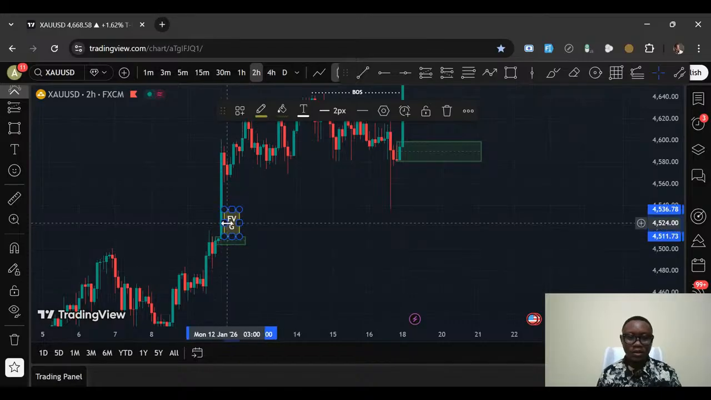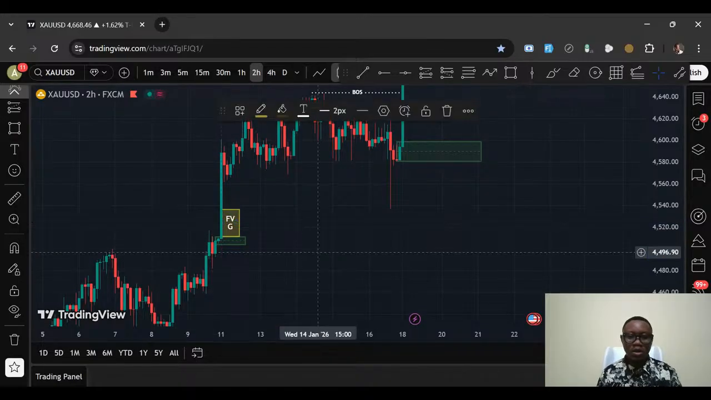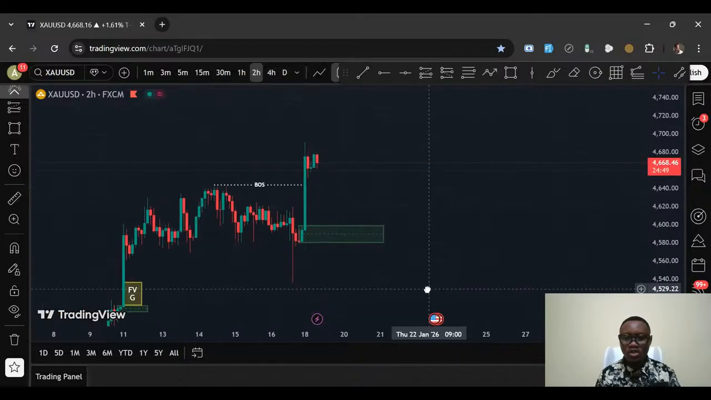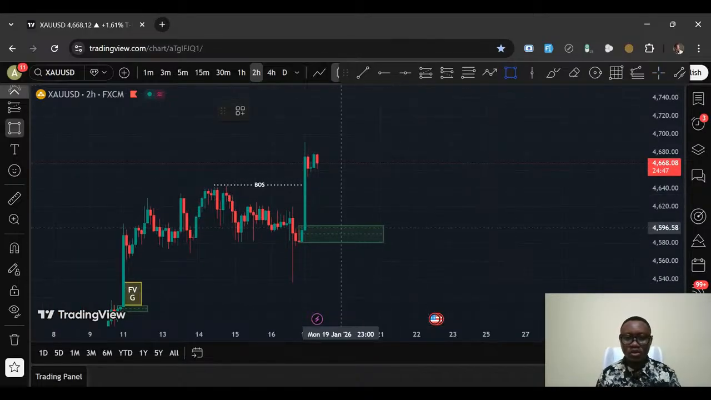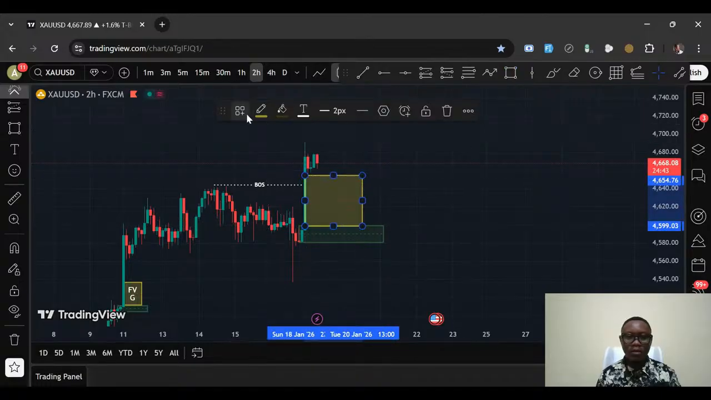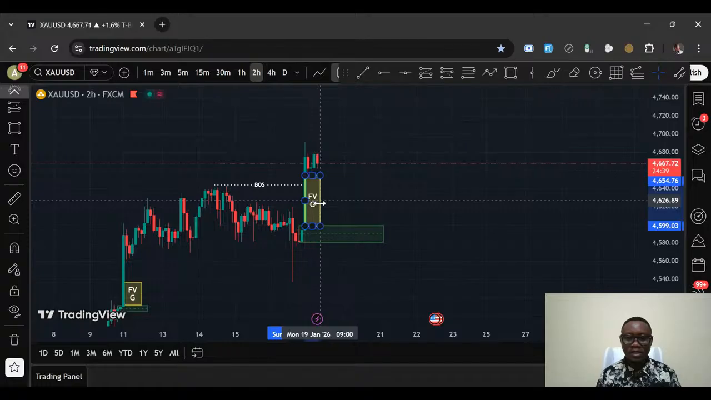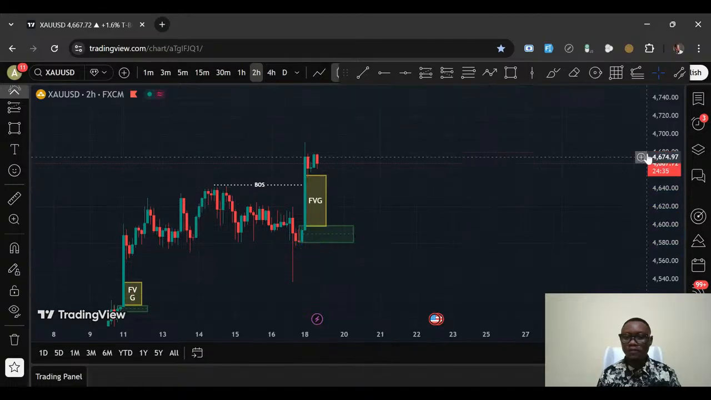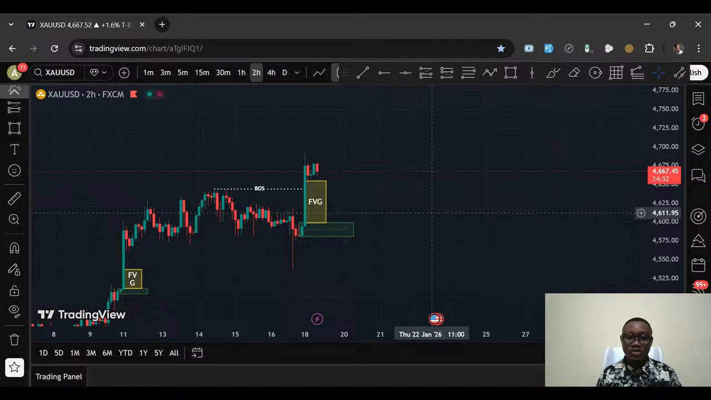FVG. All right. Okay, so let's focus on the most recent structure. This is it. So for this zone, this is our FVG. Okay. FVG. Let's minimize it a little. All right. So we have this. So let's continue to refine the zone and also identify other zones.